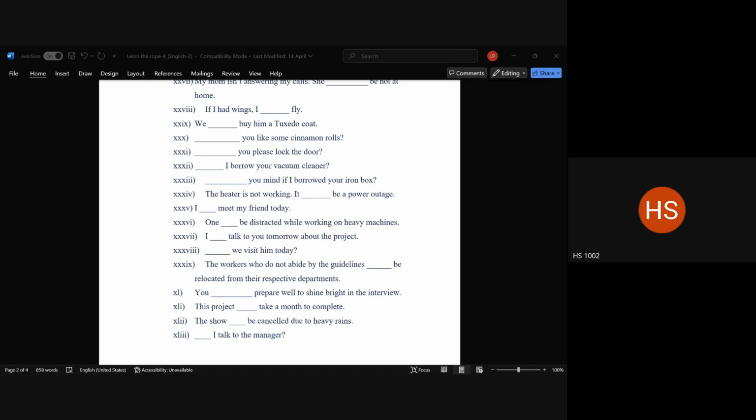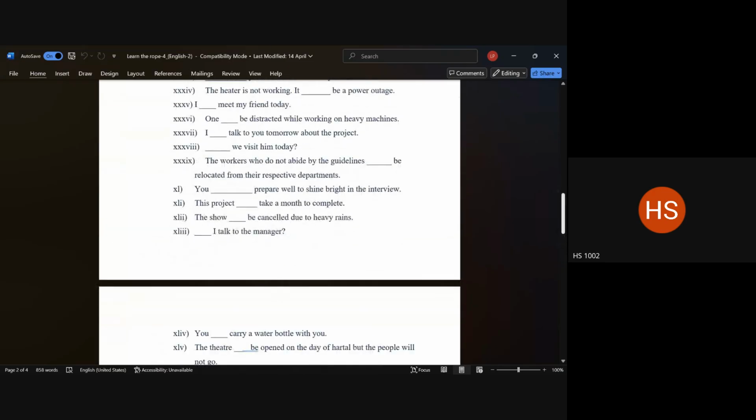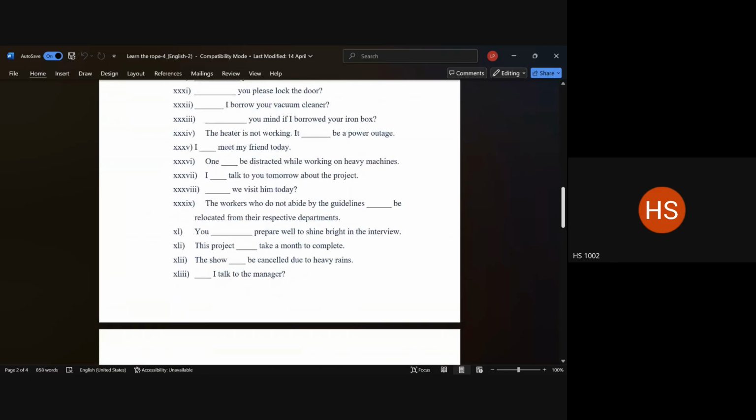Okay, so I think we have about a few left. That's all. Then we can finish this off. I thought there were a lot more left. Let's do this and be done with it. Okay. So next one would be 1 dash be distracted while working on heavy machines.